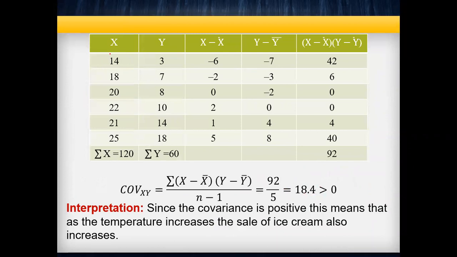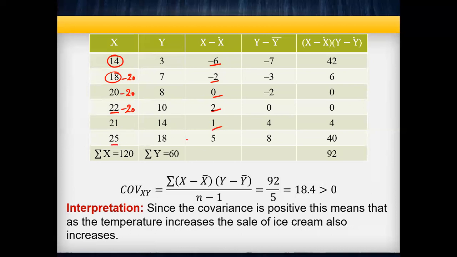So let us calculate the difference first. First of all, the deviation from the mean: 14 minus 20 is minus 6, 18 minus 20 is minus 2, 20 minus 20 is 0, 22 minus 20, we get 2, 21 minus 20, 1, 25 minus 20. Okay, so these are the deviations of x, the x deviation from the mean.